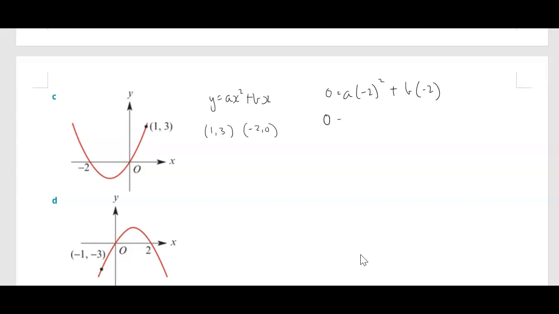All right, so I'll just tidy that up a little bit. So negative 2 squared is 4, so 4a minus 2b. All right, we could just leave it like that. Let's get the other equation. So I'm going to put a line there so I don't get mixed up. I'm going to substitute in 1, 3. So 3 equals a times 1 squared. Now, obviously, you could probably skip this line because it's multiplying everything by 1. So a plus b. So that means a is equal to 3 minus b.